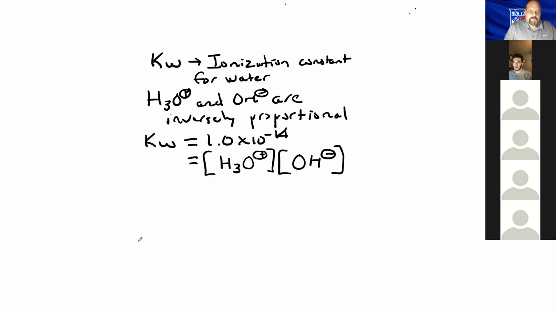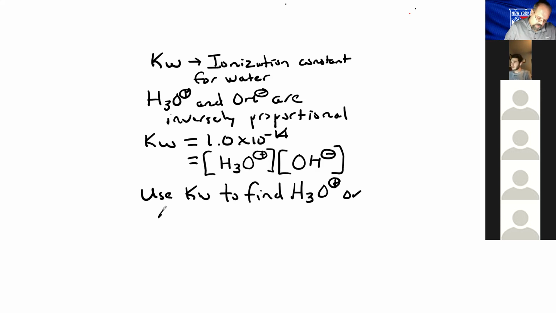So they always multiply together to give the same value. So essentially, you can use Kw to find either H3O plus or OH minus. If you're given one and you're asked to find the other, you can do that. Now, you can't use Kw to find both, but you can use Kw to find one if given the other.